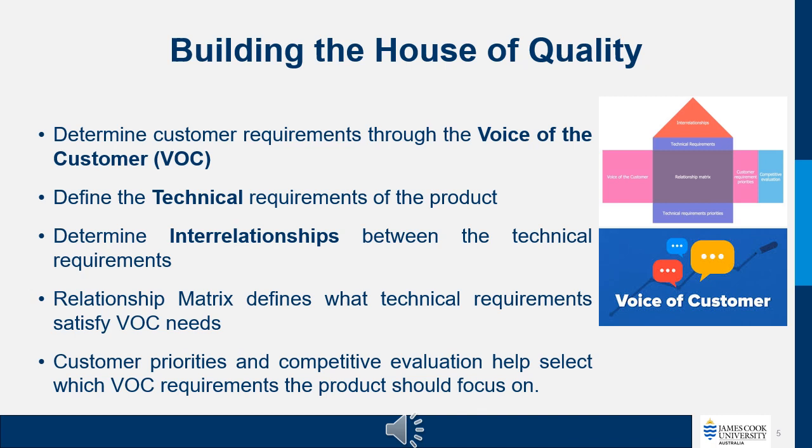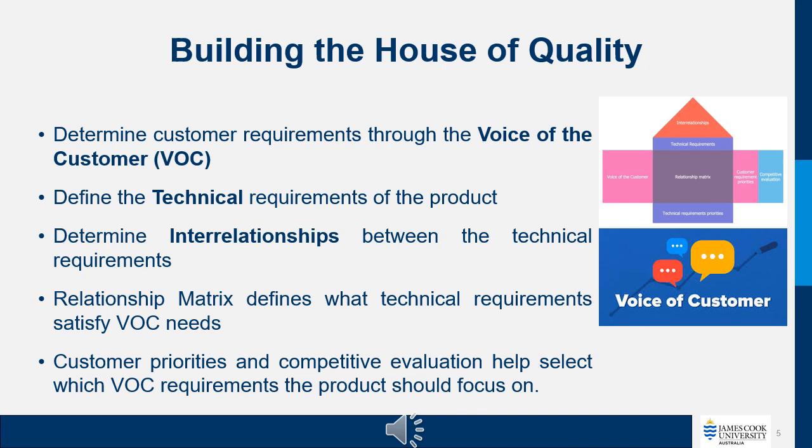Then we need to determine the interrelationship between the technical requirements. This step involves understanding the relationships and dependencies between different technical requirements. Some technical requirements may be interrelated or influenced by others. For example, improving one technical requirement might have an impact on another requirement.